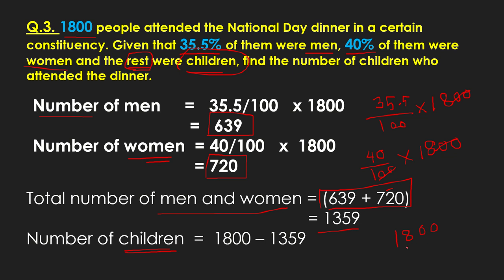So we just subtract 1,359 from 1,800. 0 minus 9 you cannot subtract, so we need to borrow from the next digit, so it will be 10, and whenever you borrow it will be 9. And if you borrow here, it will be 7. So 10 minus 9 is 1, 9 minus 5 is 4, and 7 minus 3 is 4, that is 441.